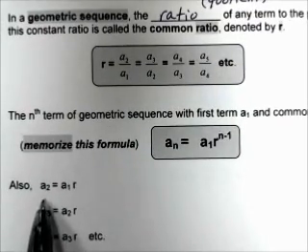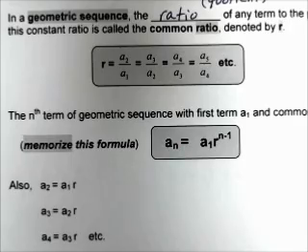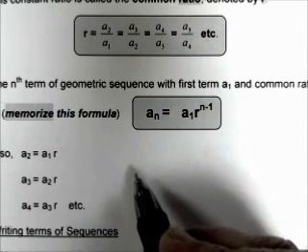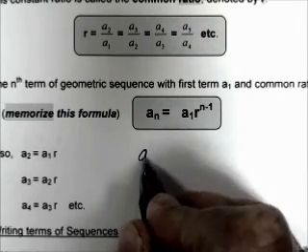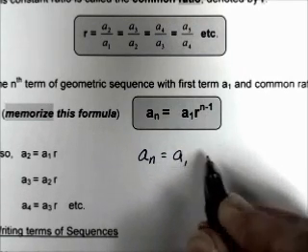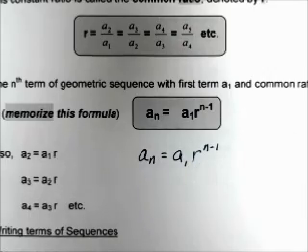Also, just keep in mind that the second term would equal the first term times r, the third would equal the second times r, and the fourth would equal the third times r. So let's just go back and write this. For a geometric sequence, a sub n, the nth term, is equal to a sub 1, the first term, times r raised to the n minus 1 power.